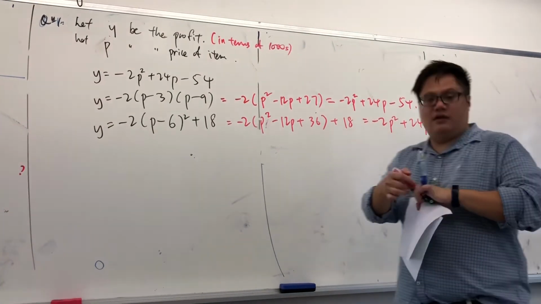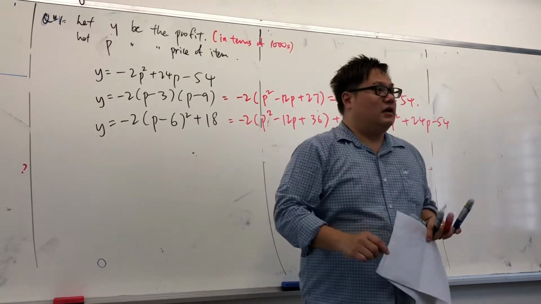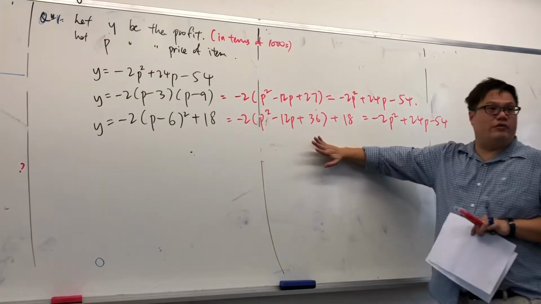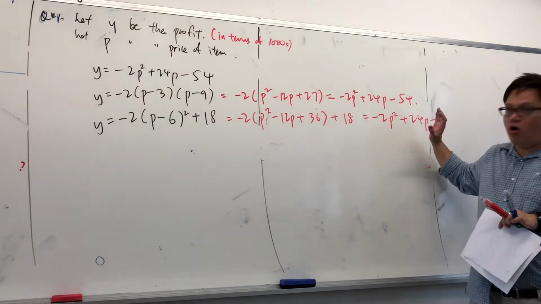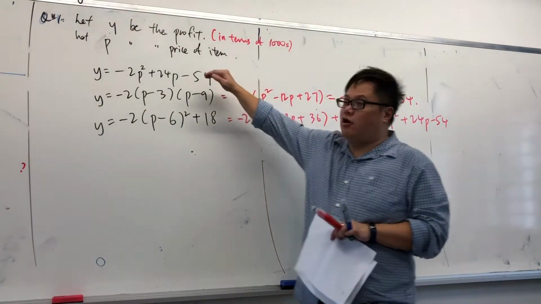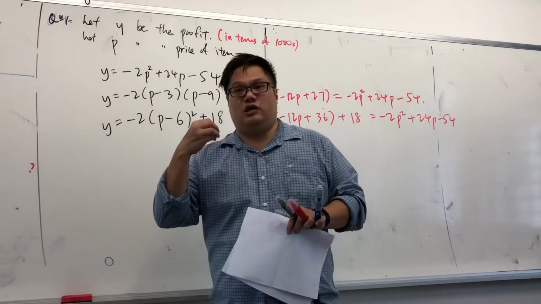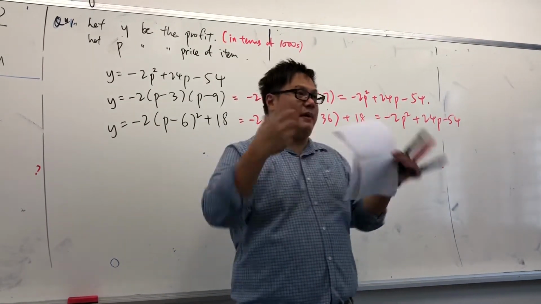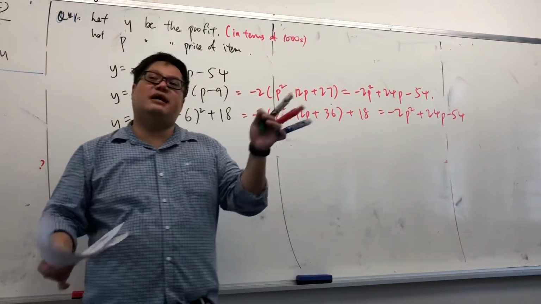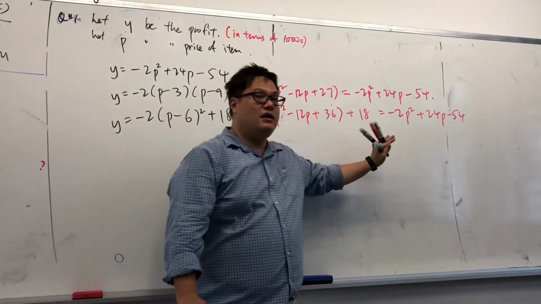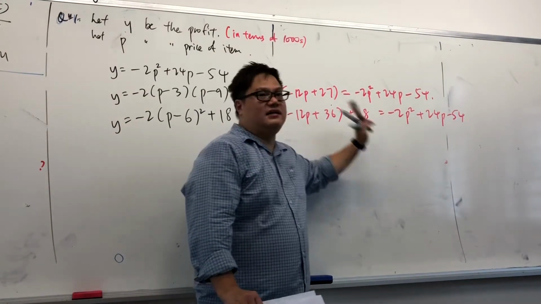I think this is what Sanya was trying to say. If you expand all of them out, you realize that they all have the same expression as your general form. That's how we know that they are equivalent. By expanding out and simplifying them, arranging them in the form of ax squared plus bx plus c, we can tell that they are exactly the same functions.